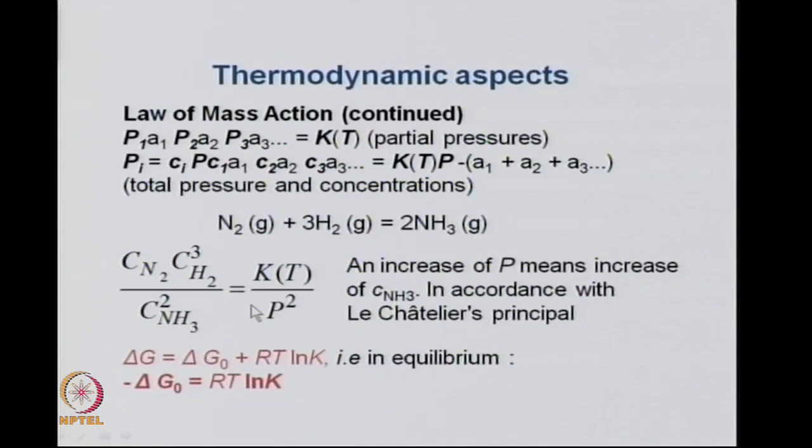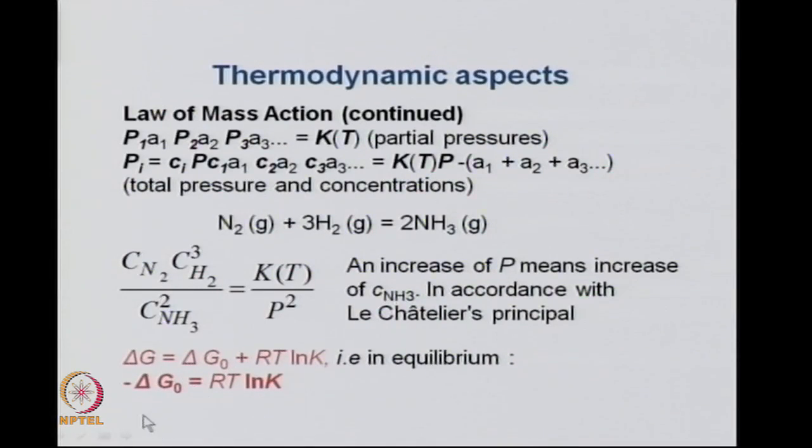So, if you continue on this, this product which is equal to the equilibrium constant for ammonia, we can rewrite like this, and instead of activities we choose concentrations for certain cases where we can take the activity to be equal to the concentration. We can rewrite this equation in terms of concentrations, and you can find that K is related to the concentrations of nitrogen, hydrogen and ammonia by P square. So, an increase of P here means an increase of ammonia. If you increase P, the concentration of ammonia will increase, and this is in accordance with Le Chatelier's principle.